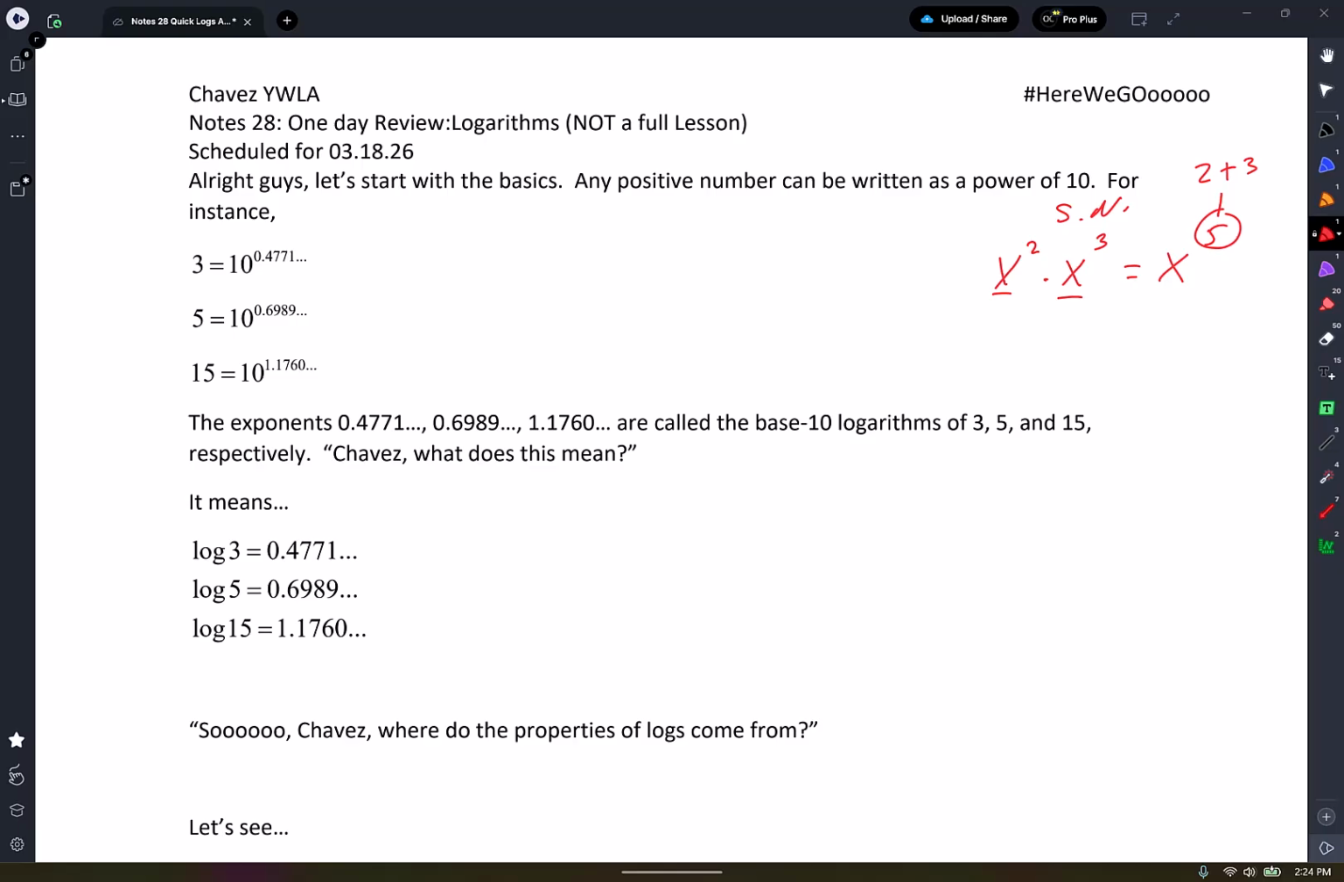All right, guys, let's start with the basics. Any positive number can be written as the power of 10. This is true. So 3 can be the same as 10 to the power 0.4771. 5 is 10 to the power 0.6989. 15 is 10 to the power 1.1760. And those 3 little dots mean that it keeps going forever. And if you're wondering where we got those numbers, 0.477, 0.698, 1.176, well, those are the base 10 logarithms of 3, 5, and 15.